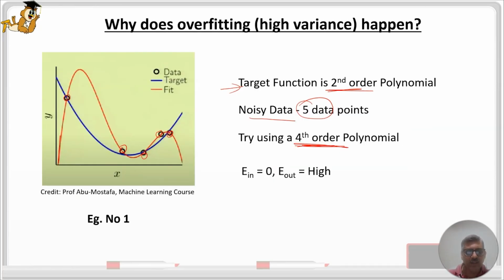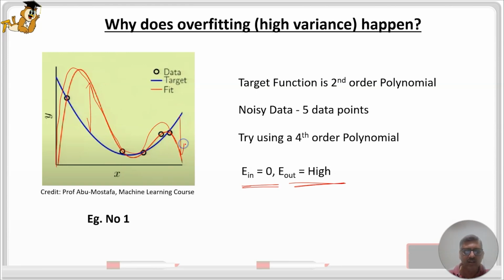And if you try to do that exercise, what you end up with is a curve like this. The red curve is the best fourth order polynomial that fits these 5 data points. And as you can see, the E in is virtually 0, but E out is high. The E out is high because there is substantial difference between the red curve and the blue curve at various points where the data points are not present. So it fits the data points exactly, but the deviation of the fourth order polynomial is substantial.